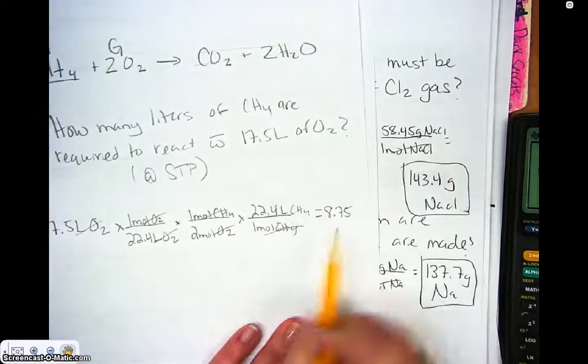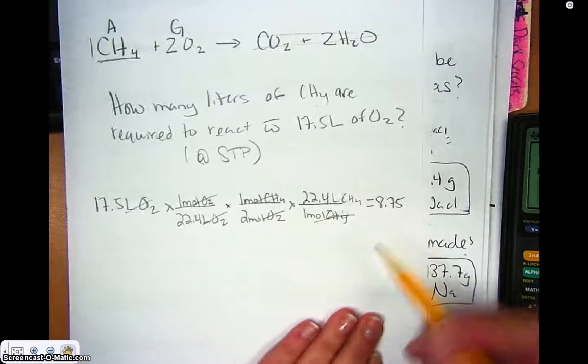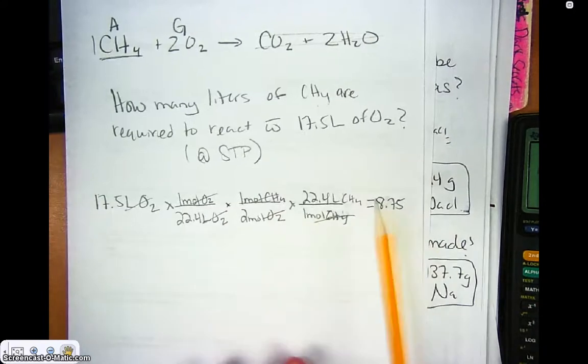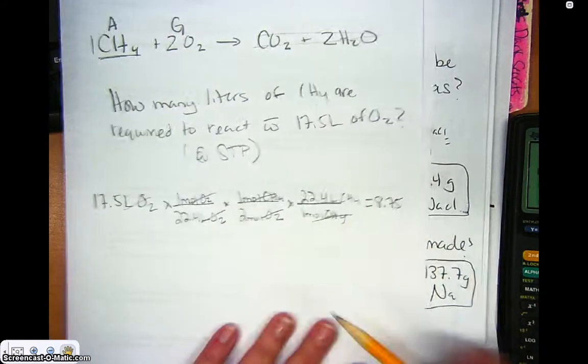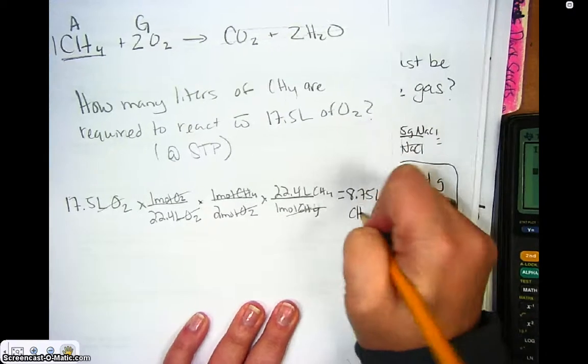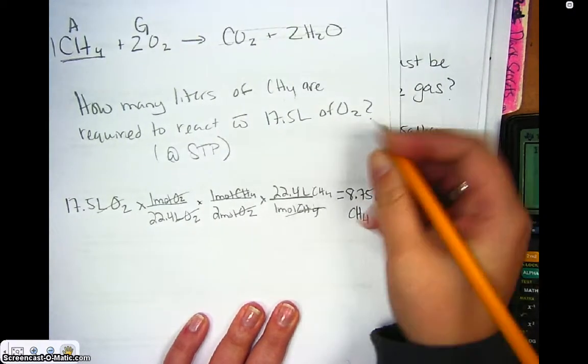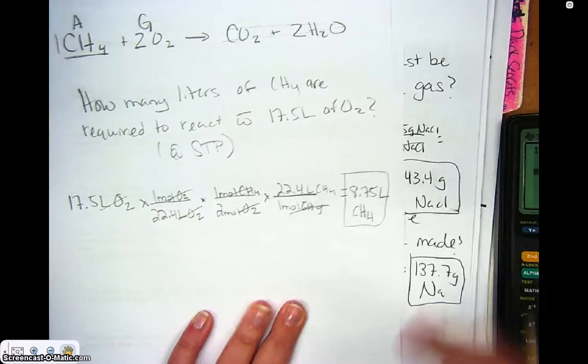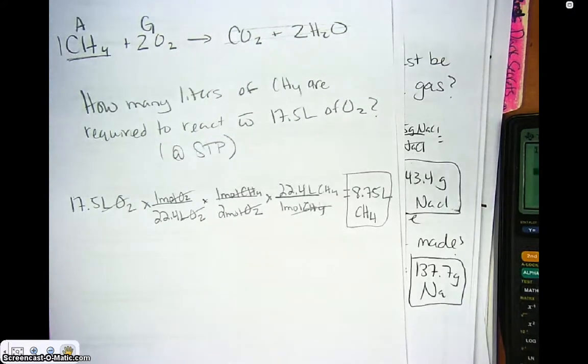They can be canceled only when we have a liter-to-liter problem. If you have a gram-to-liter problem, or a liter-to-molecules problem, or something like that, then they can't be canceled. So I need 8.75 liters of CH4. Okay? So just another way of doing it, using volume as the amount of substance rather than grams.